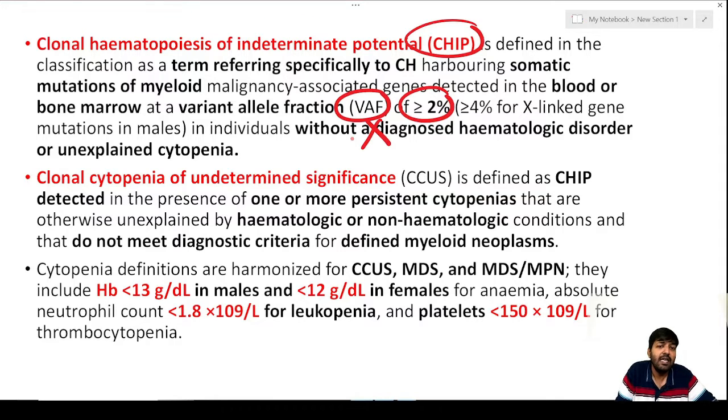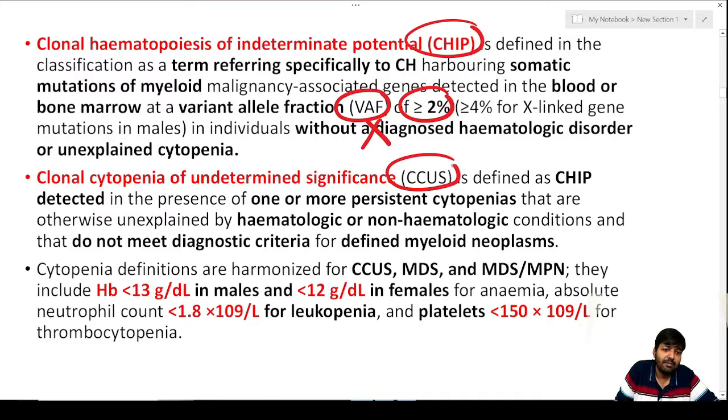So as we have seen, what is clonal hematopoiesis of indeterminate potential? It is a term referring to clonal hematopoiesis occurring because of some kind of mutation in those genes which are associated with myeloid neoplasia, and where is such a mutation present? In the blood and the bone marrow, giving certain added advantage to these stem cells or progenitor cells. Okay, and it is in the absence of any clinical signs or symptoms, so there is no diagnosed hematological disorder or unexplained cytopenia. Now this is one term.